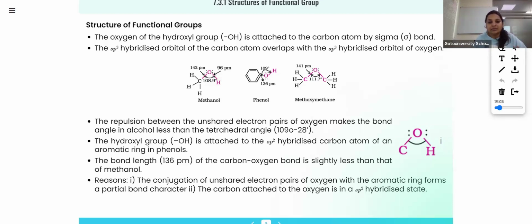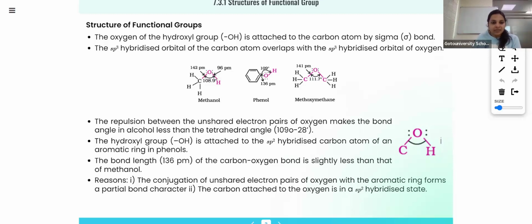Okay, and in the phenol molecule, see here, the C-O-H bond angle will be 109 degrees, and in the case of methanol, this bond angle is 108. In ether it is different. This means that in methanol, phenol, and ether, these bond angles are different.